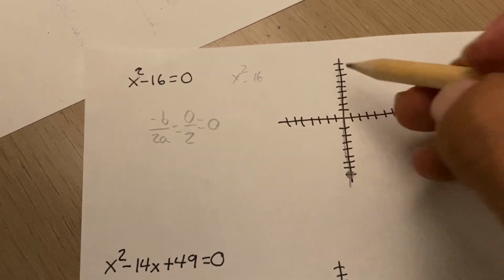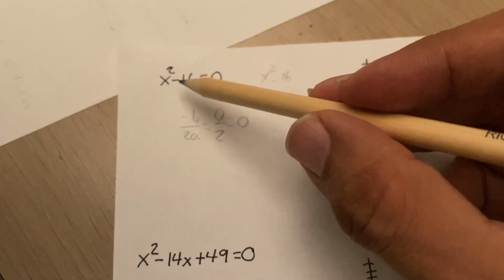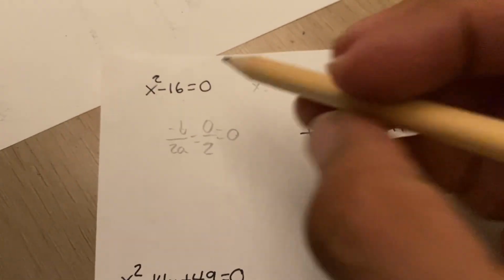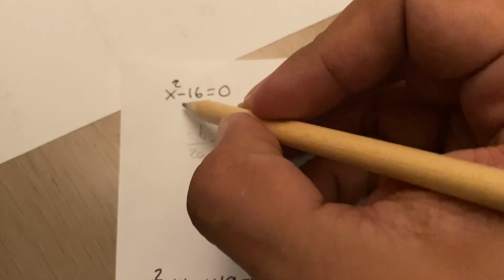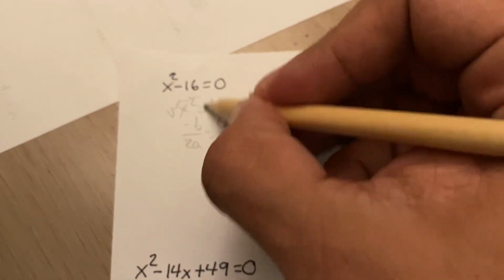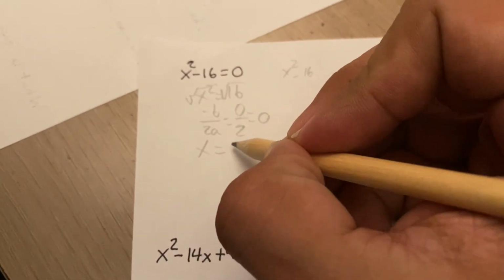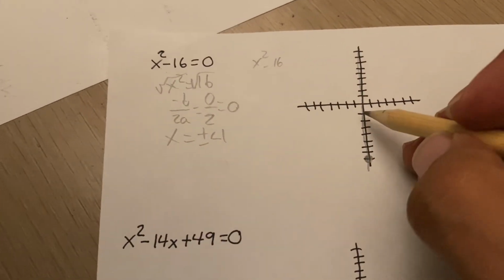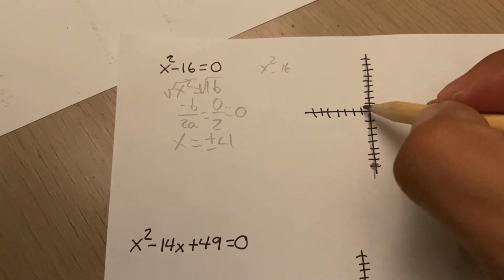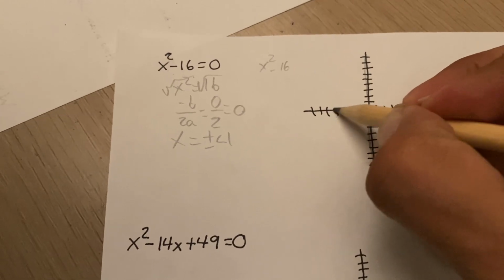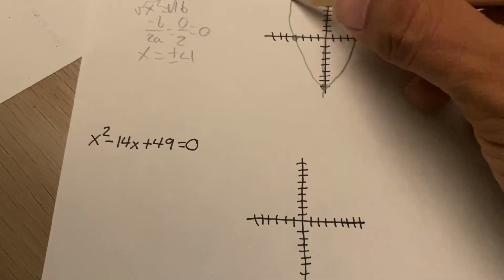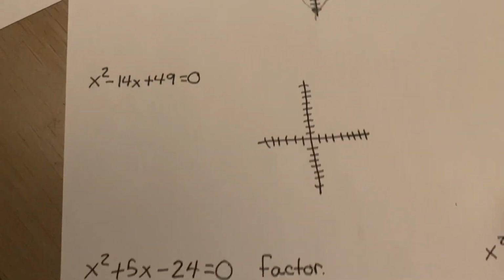And now we have to figure out our zeros. So what would make x squared minus 16 equal 0? So we can actually solve this by adding 16 to both sides. x squared equals 16, square root, x equals positive or negative 4. So that's going to be 1, 2, 3, 4, and negative 1, negative 2, negative 3, negative 4. And there is our graph.